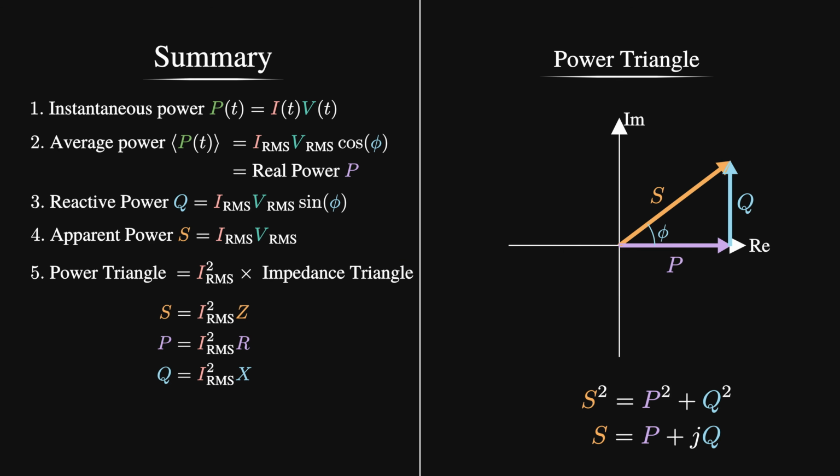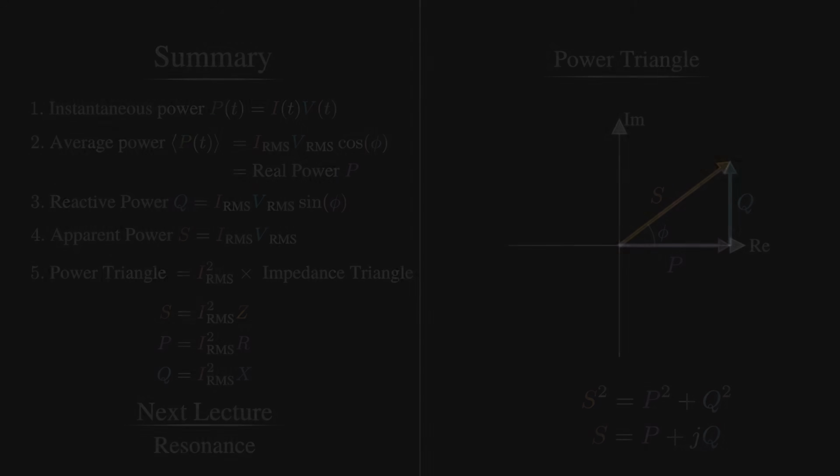And with that, we now have a complete physical picture of how energy moves through AC circuits. But there's one more remarkable phenomenon still waiting for us in RLC circuits. What happens when the inductive and capacitive reactances exactly cancel at just the right frequency? In this scenario, the circuit enters a state called resonance, one of the most powerful and beautiful effects in physics. That's what we'll explore in the next video.